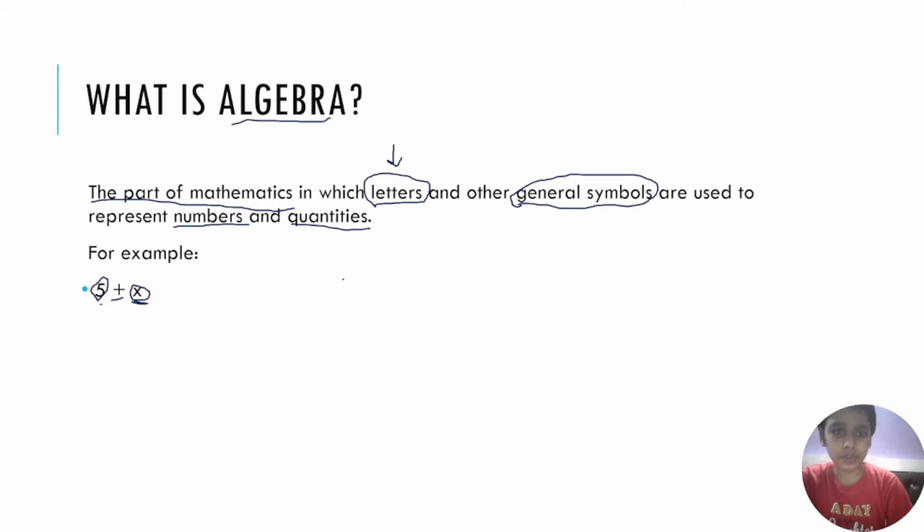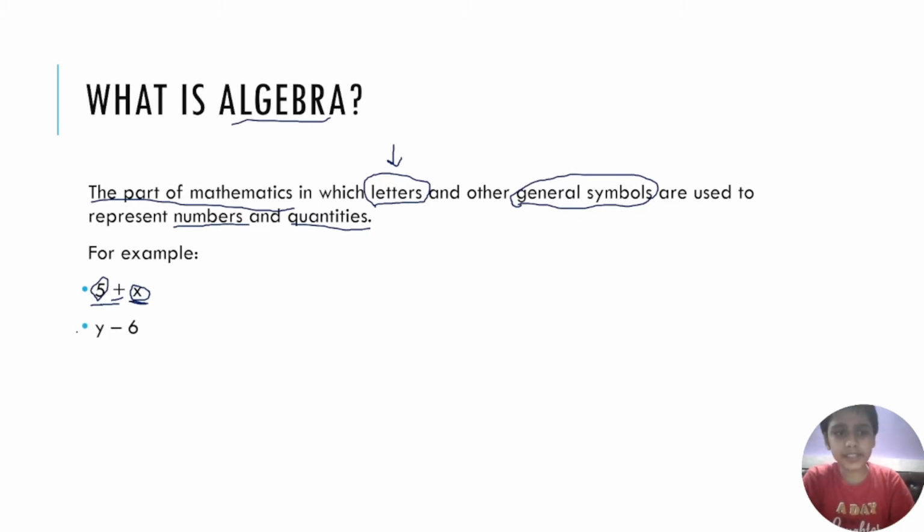Suppose I want to represent a number and I don't know the quantity, suppose here 5 plus x. Here x is a number, but I don't know which number it is because it is written just x. So we don't know the quantity of x. So it is used to represent a specific number.